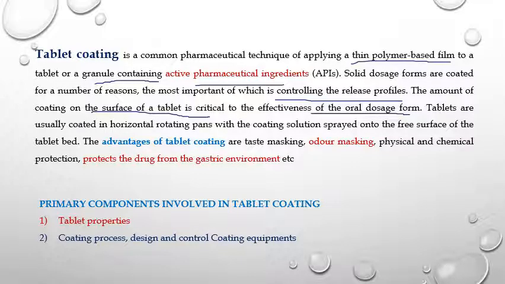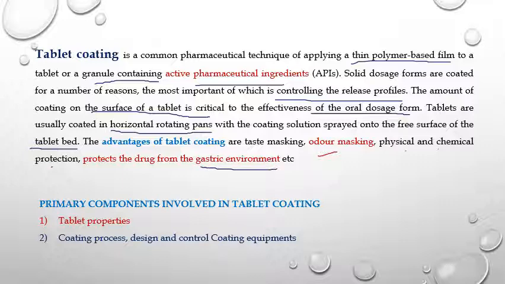Tablets are usually coated in a horizontal rotating pan with the coating solution sprayed onto a free surface of the tablet bed. The advantages of tablet coating are taste masking, odor masking, physical and chemical protection, and the protection of a drug from the gastric environment, etc.